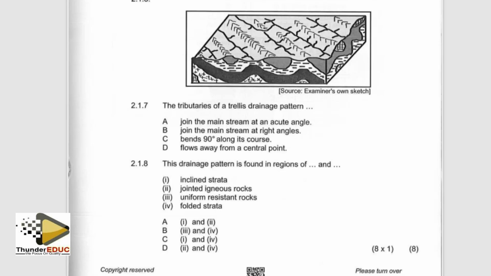Okay? It tells us that it is what? Trellis. Let's look at this. Tributaries of trellis drainage pattern. You see, learners, what I'm telling you: try to interpret the diagram before you answer the question. So it is trellis there.